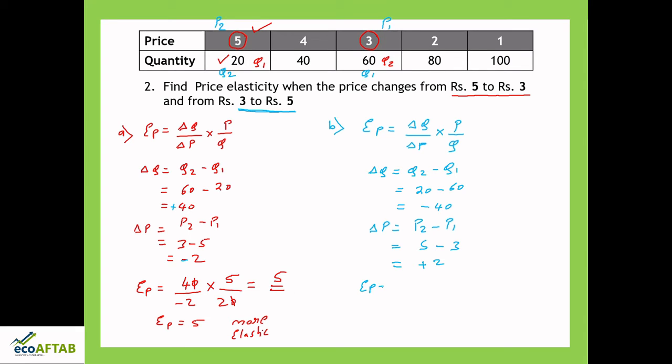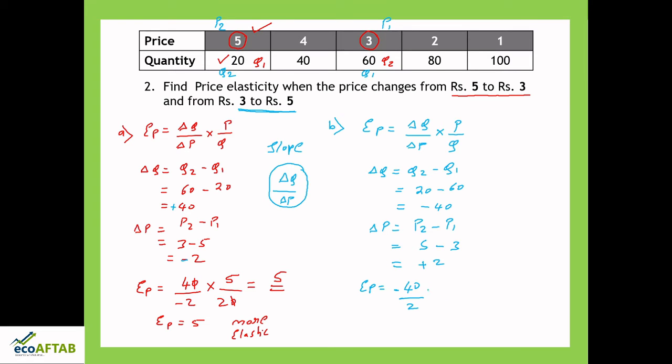So, elasticity of demand is equal to, what is delta Q by delta P? Minus 40 by plus 2, that is minus 20. So, you can see in this situation and in this situation, delta Q by delta P is the same. There is no change in this because this is the slope of the demand function.